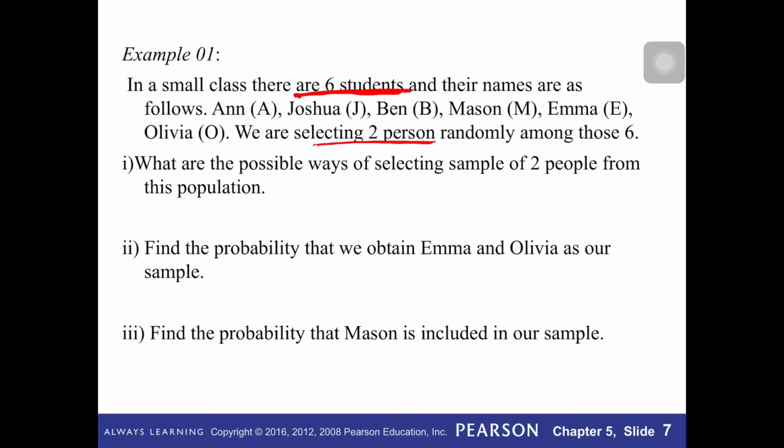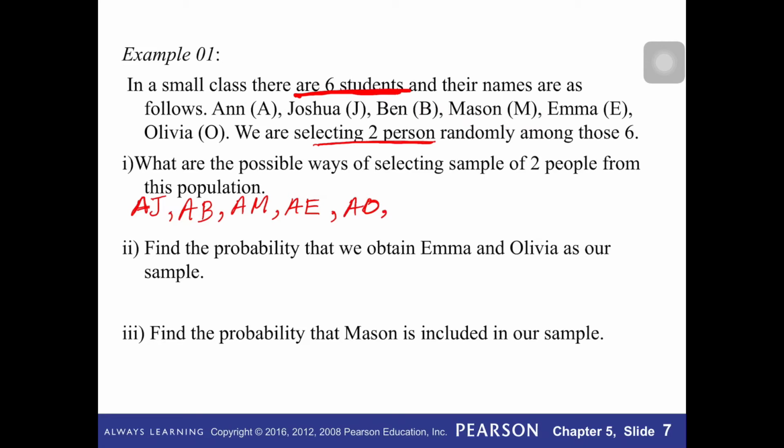So you can start from capital A, which means Anna. With Anna we can write, okay, denoted by capital A. With A I can select Joshua, A J, comma. With A I can select Ben, so A B, comma. With A I can select Mason, A M. With A I can consider Emma, A E. With A I can consider Olivia, A O. Is that all? No.